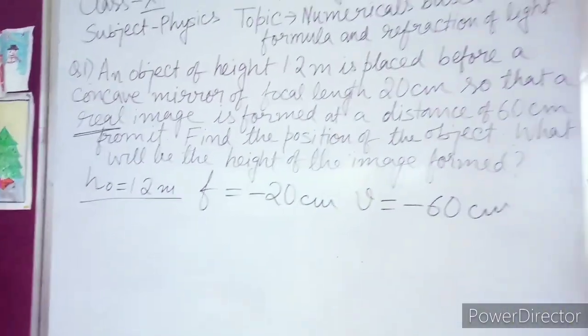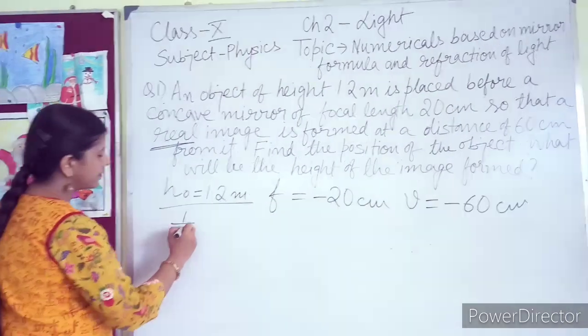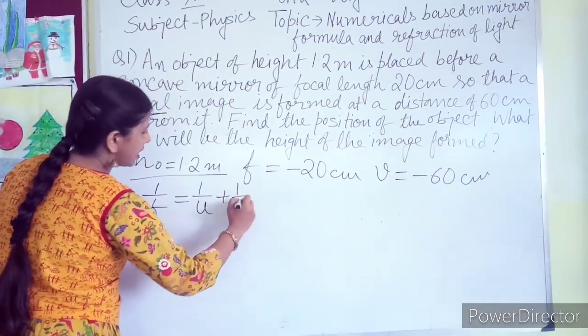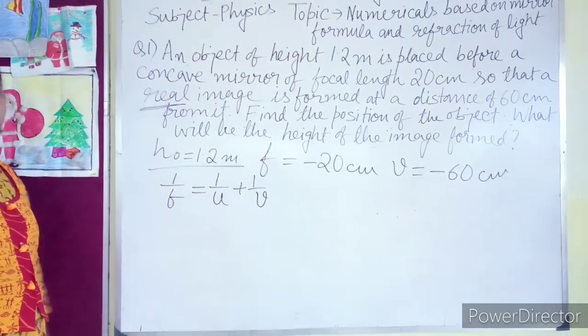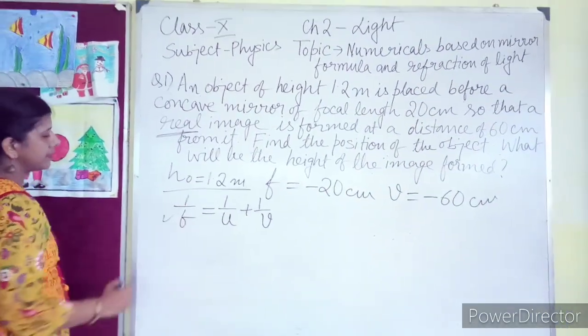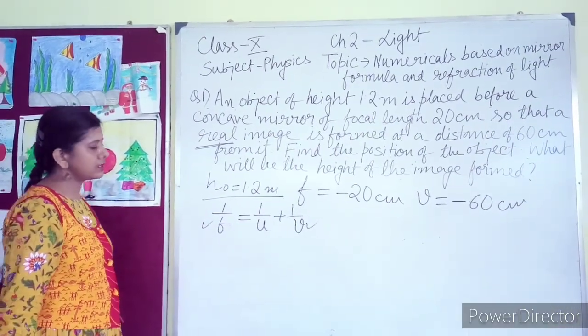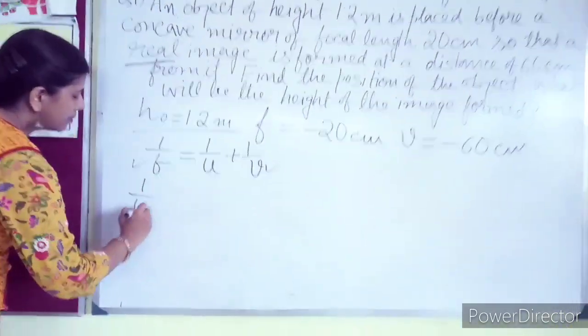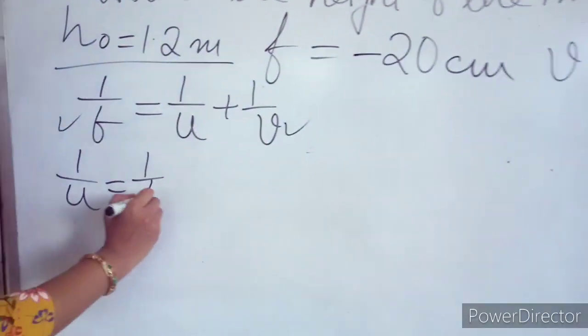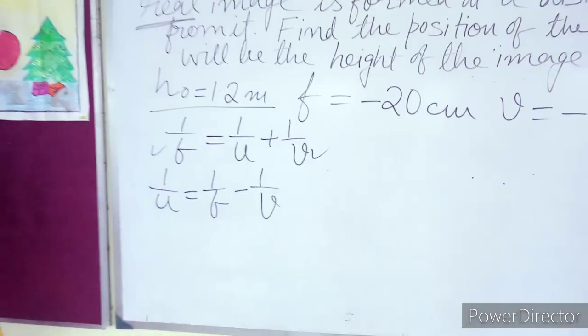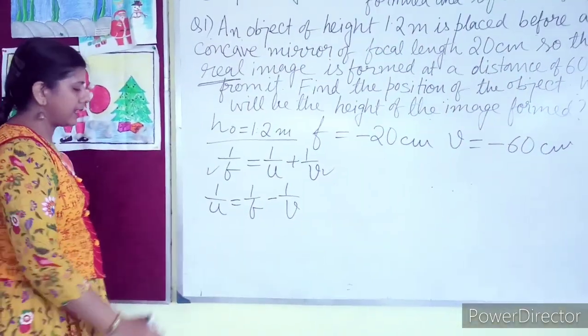Now, I know the mirror formula. What is mirror formula? 1/F = 1/U + 1/V. This is my mirror formula. F is given to me, V is given to me. I have to find out what is U. So 1/U = 1/F - 1/V. If I change the side, now I have to put the values.